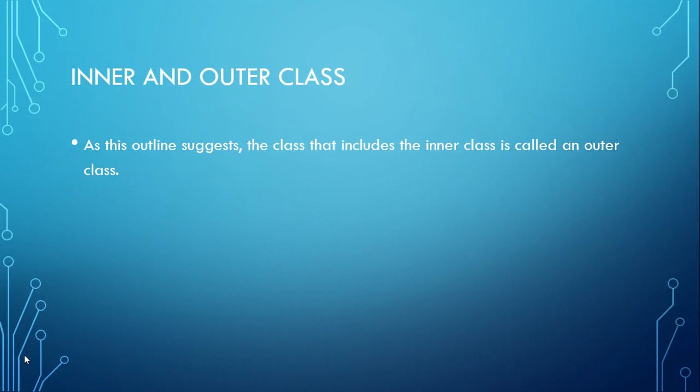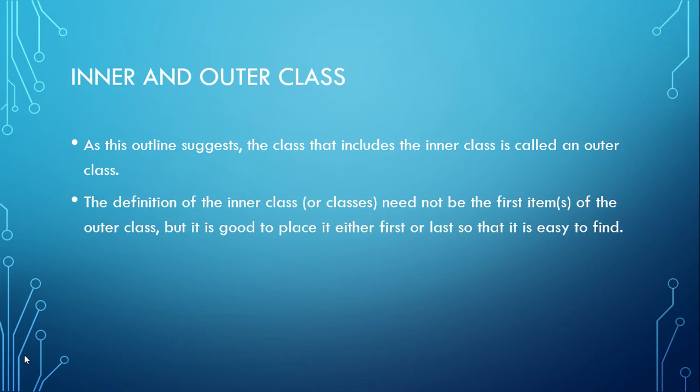So as this outline suggests, the class that includes the inner class is called an outer class. The definition of an inner class or classes need not be the first items of the outer class, but it is a good place to either place it first or last so it's easy to find. So you can technically place that inner class anywhere within the outer class. You'll be okay. But it's good practice to put it at the beginning or at the end. Now, I'm going to put mine at the beginning simply because that's an easier place to find it.